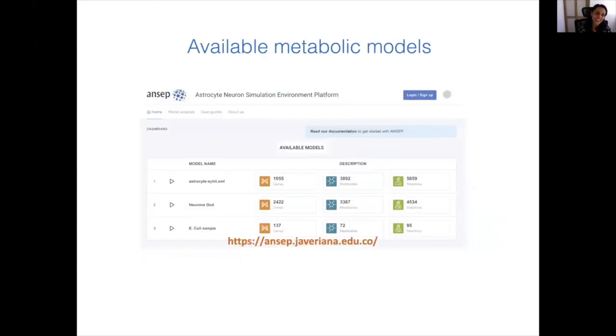Next. In short, a metabolic reconstruction contains the metabolites and stoichiometry of the known reactions that comprise a specific metabolic function in an organism and genes associated with the catalytic activity required for each reaction. The metabolic models available in the platform are astrocyte and neurons. So here we have E. coli just for doing tests. The format of these models is an XML-based format. The next.